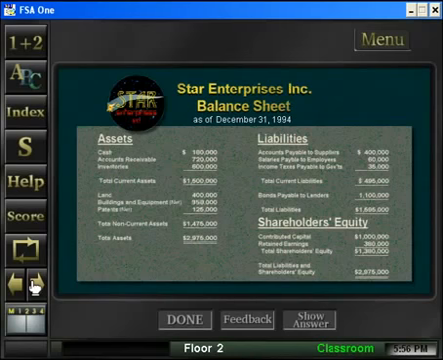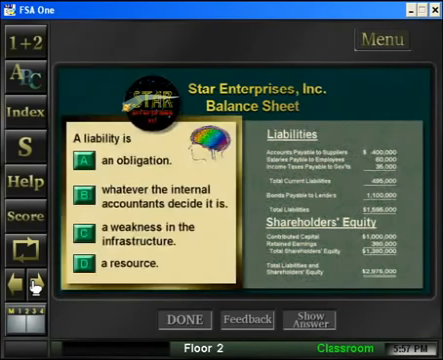As you know, the balance sheet gives a picture of the financing and investing status of a firm at a specific moment in time. The right side of the balance sheet is comprised of liabilities and shareholders' equity, or the financing status of the firm. What is a liability? Please click on your choice.